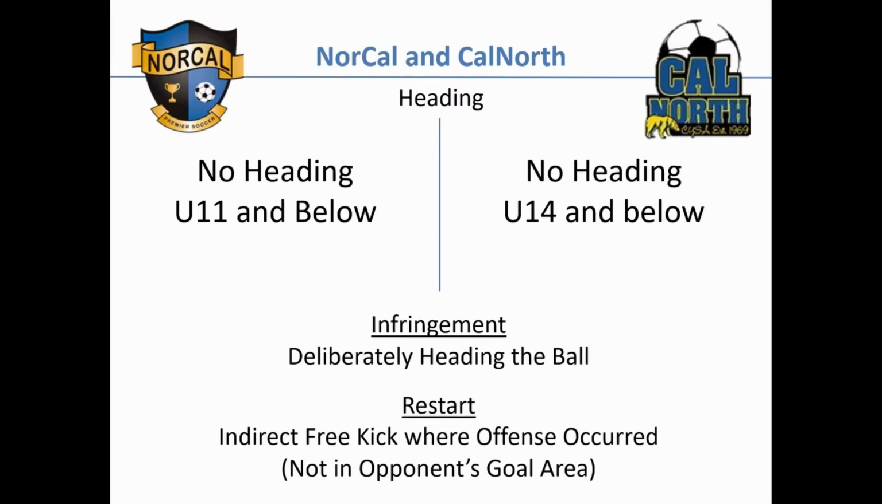Persistent infringement only applies to a foul. So you cannot, under any circumstances, show a yellow card or a red card to someone who deliberately hits the ball for U11 and below. Does everybody understand the statements that I just made? Raise your hand if you understand that. Looks like we got it. Great. So that is as far as our position is concerned at NorCal.